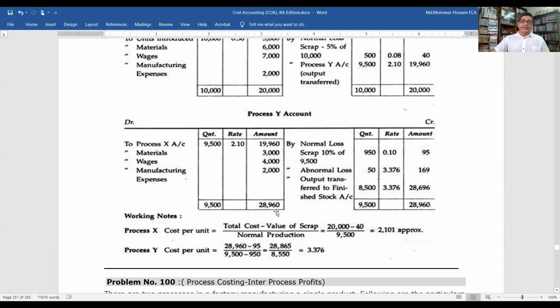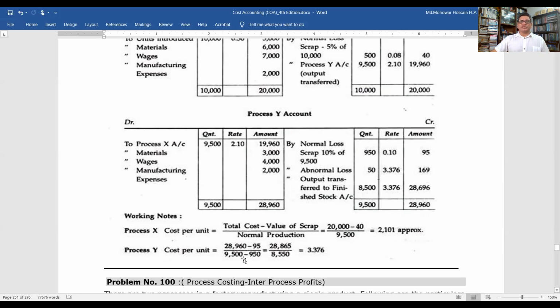So again, 10% normal loss within these 9,500 units is 950 units, and also abnormal loss 50. Output transferred to the finished stock is the remaining 8,500 units, total 9,500 units. So what would be the rate? Look here, cost per unit.